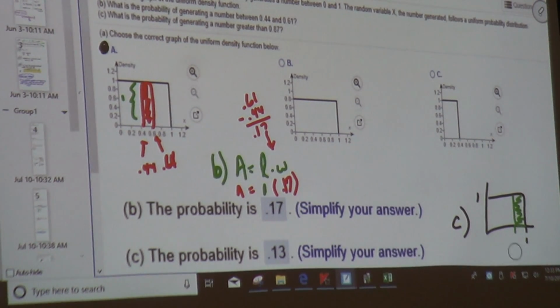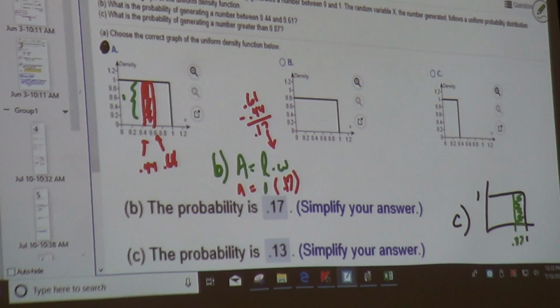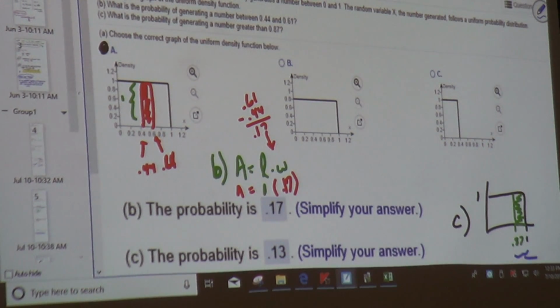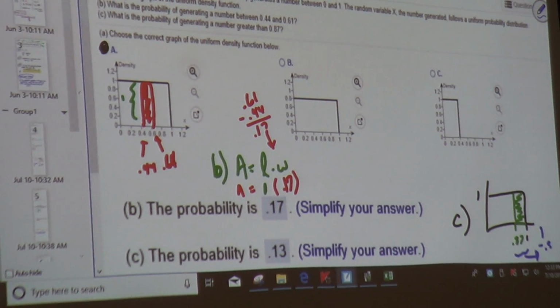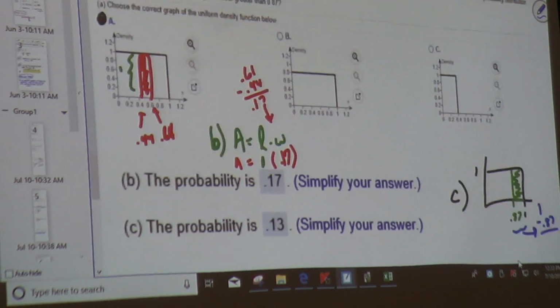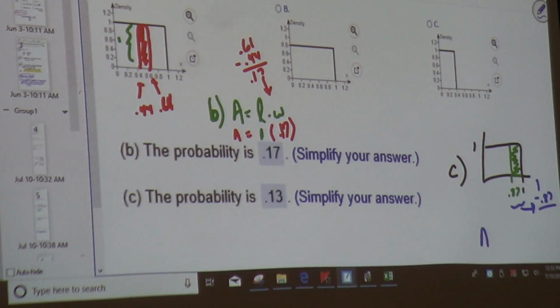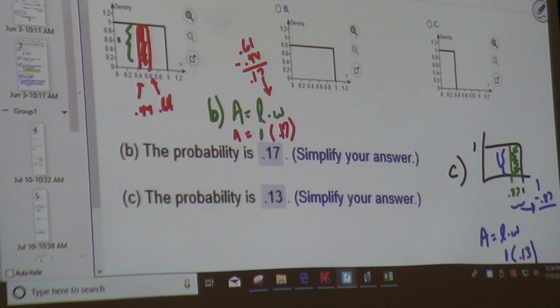Oops, get my eraser. So if this is 0.87, the distance is going to be 1 minus 0.87, which is 0.13. So I'm going to do area equals length times width. So my length is 1, and my width is 0.13. So the area of that is going to be 0.13. Does that make sense? Yes.